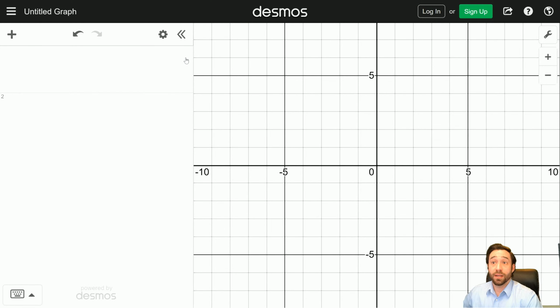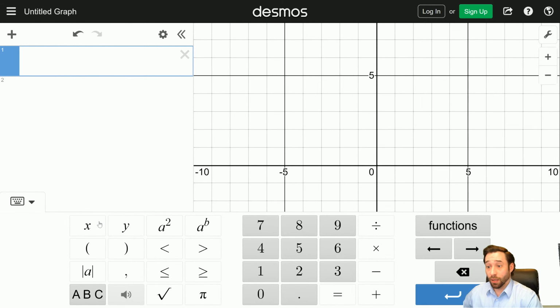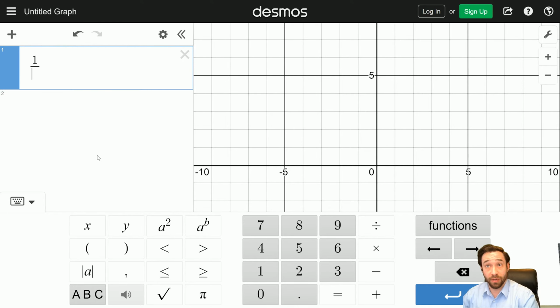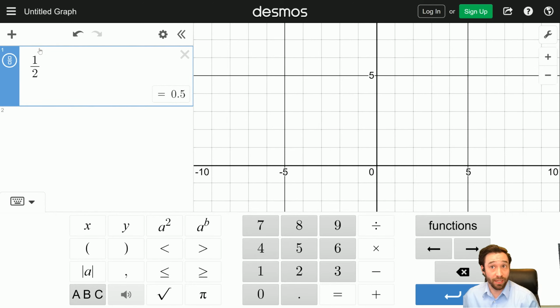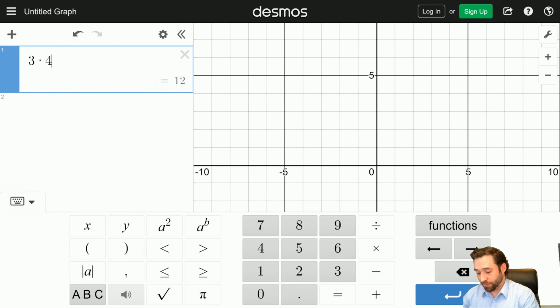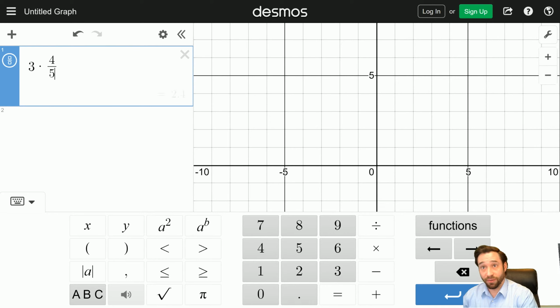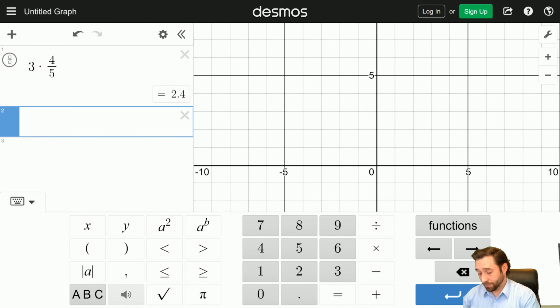So when it comes to Desmos, I'm not aware of a way to provide a fraction. So if I do 1 divided by 2, notice how it automatically puts it 1 over 2. But if I have 3 times 4 divided by 5, and I want it not to look like that, I want it to look like this.